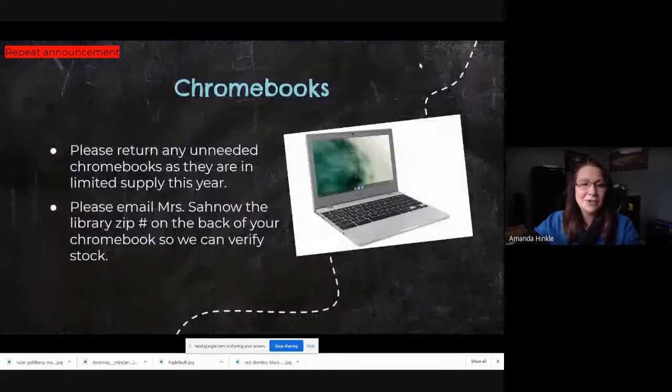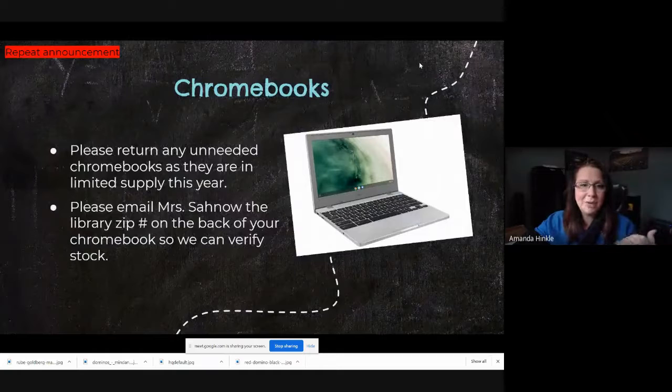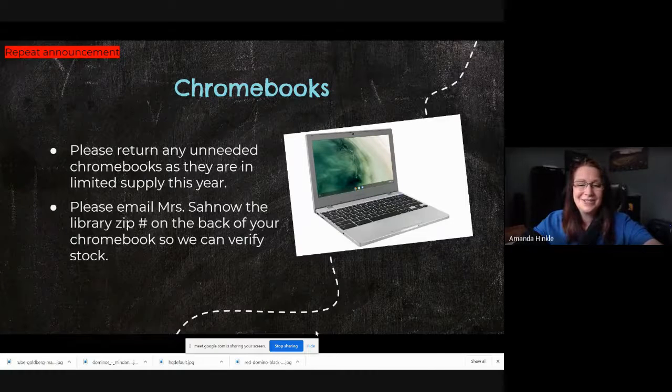Last quick announcement is for those Chromebooks. So if you have any, please send them our way. Drop those off if it's not something that you need. Also, we absolutely need those zip numbers. I don't know how we're doing on retrieving those, but that is something that we do need.